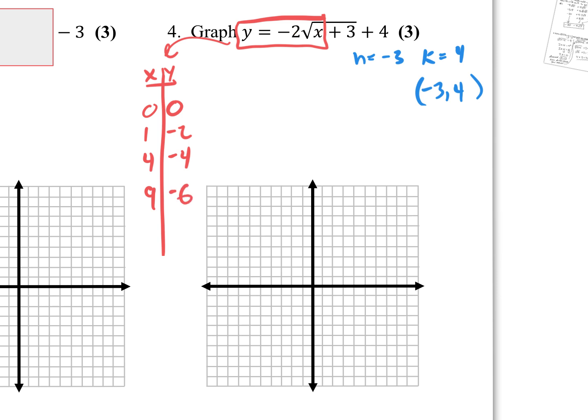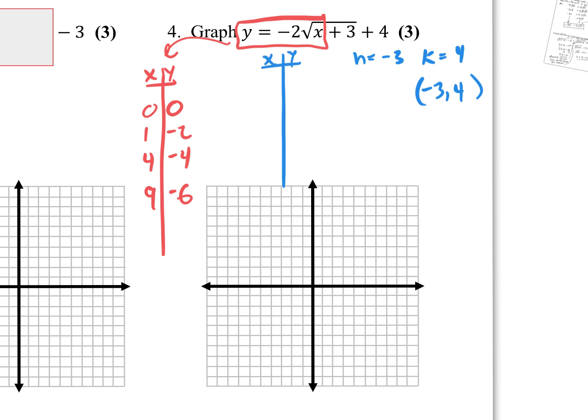Are you with me? Okay, so these are not your final coordinates. These are the coordinates of this guy, ignoring h and k. So we actually now need to modify these guys, including h and k. So how do we modify the x's? We subtract 3 from all of them. How do you modify the y's? You add 4 to all of them. Okay, so here are your final true xy coordinates.